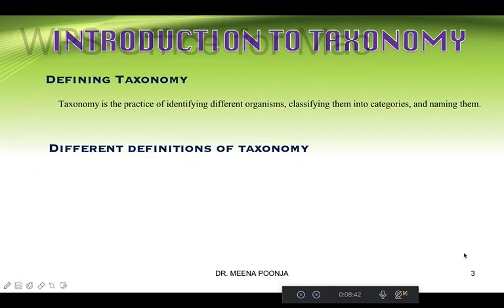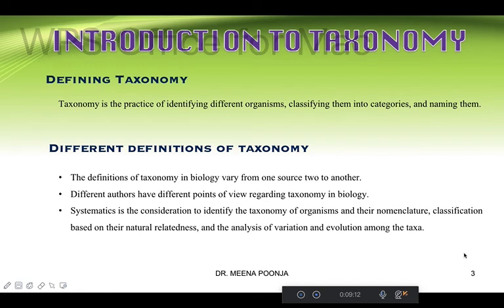The definition of taxonomy in biology varies from one source to another. Different authors have different points of view regarding taxonomy in biology. Like, for instance, Egoff and Seaborg in 2006 defined taxonomy as involving 7 different types of processes. This is description, naming, recognition, comparison, and classification of taxa, genetic variation, identifying specimens, and defining taxa in the ecosystem.